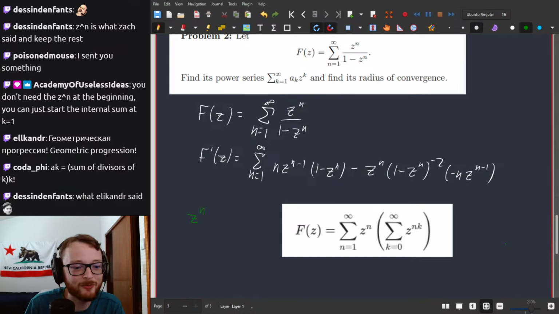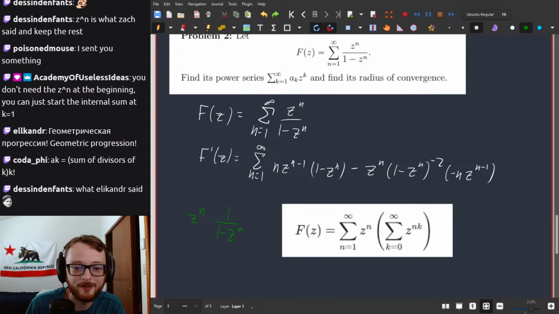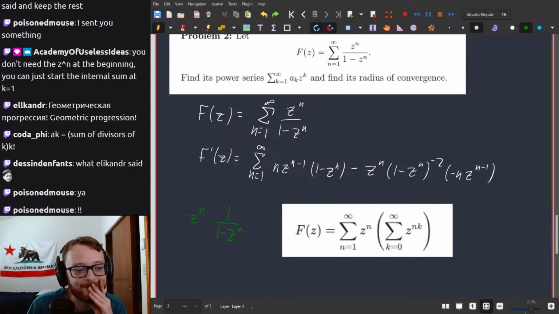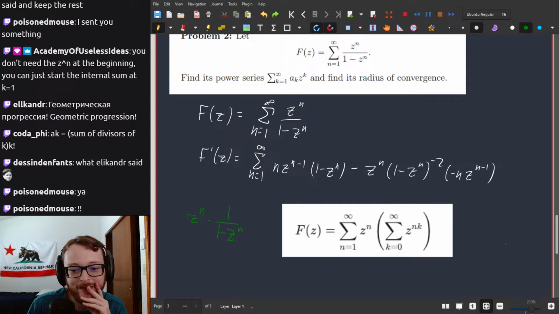So we're saying it's z to the n times 1 over 1 minus z to the n. This is a over 1 minus r. R is z to the n. The power of n was throwing me off, but just treat the entire thing as r. And that's how you get that. Okay. That's a thing. It's definitely not nothing.